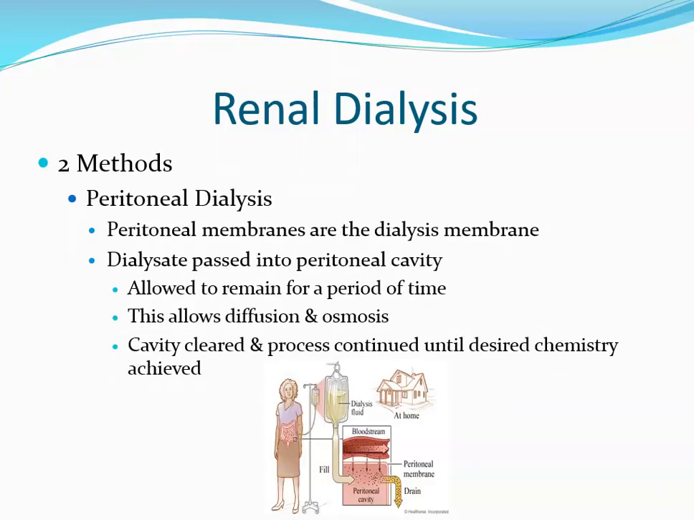The other type of dialysis is peritoneal. This uses the peritoneal cavity as a dialysis chamber and the peritoneal membranes as the dialysis membranes. These membranes provide over 2 square meters of surface area for diffusion. The dialysate will be passed into the peritoneal cavity and allowed to remain for a period of time. This will allow for diffusion and osmosis to occur between the blood and the dialysate. The cavity is cleared and the process will be continued until the desired blood chemistry is achieved.